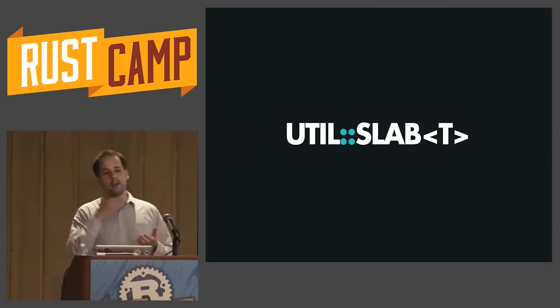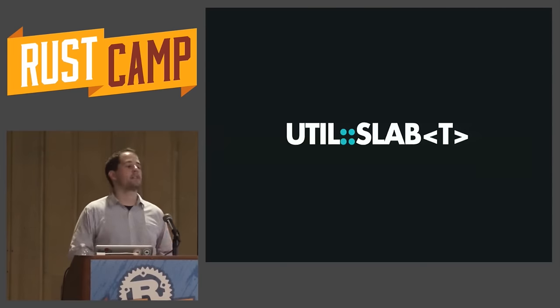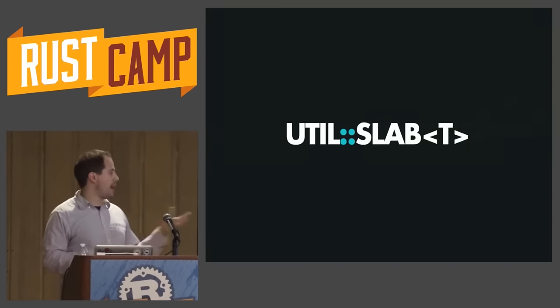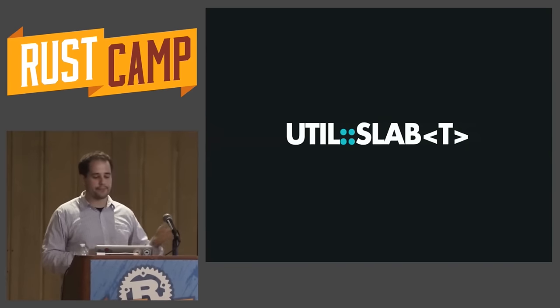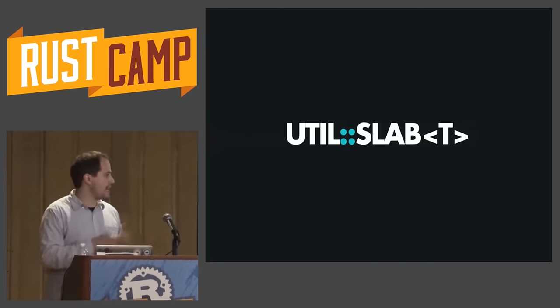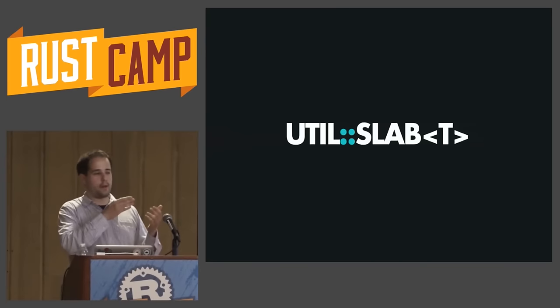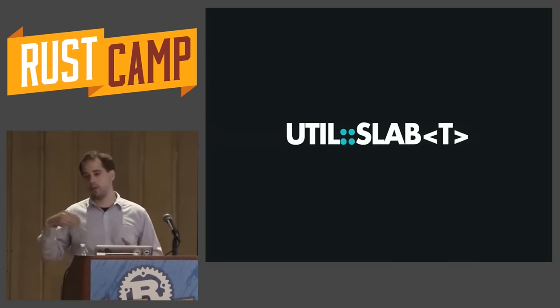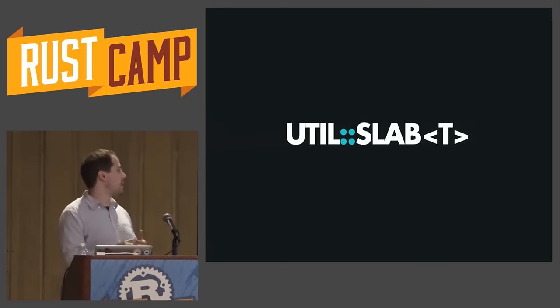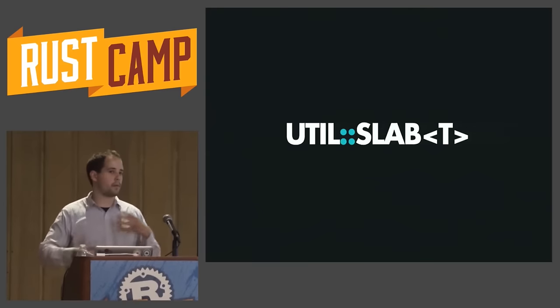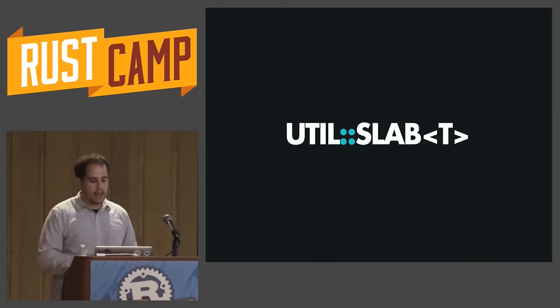Because the pattern of looking up socket state by token was so common, as well as having to generate unique tokens, I went ahead and provided a little utility in MIO. The slab utility is just a map from tokens to whatever, so you can use it to map tokens to sockets and socket states. It will handle generating the tokens for you, so you don't have to worry about keeping track of that.